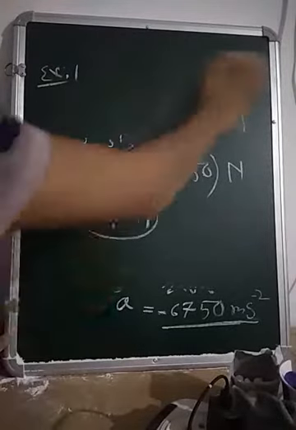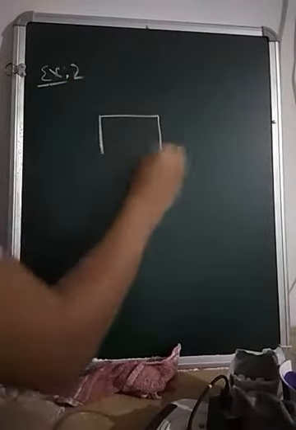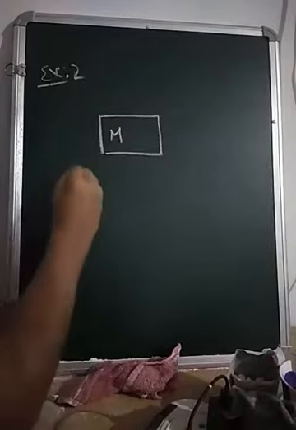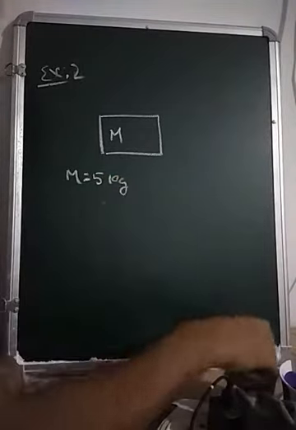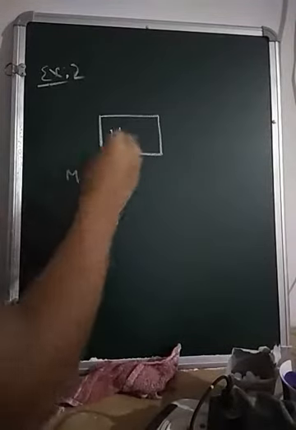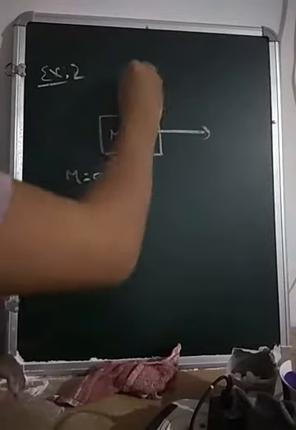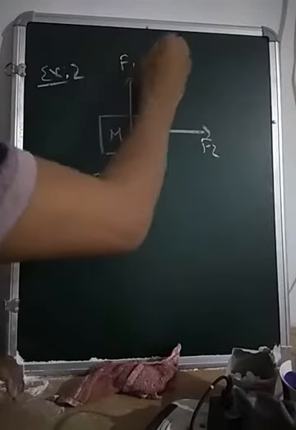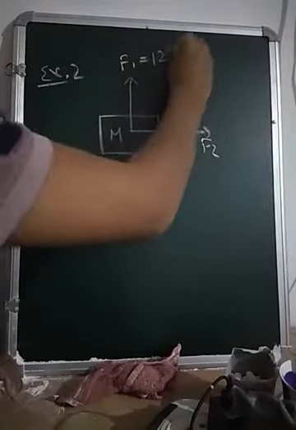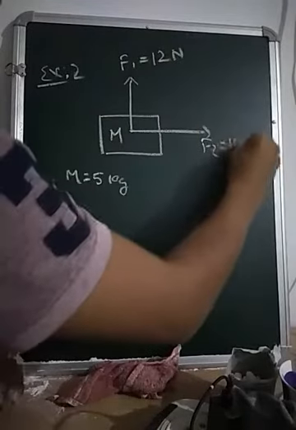This is just an example which can be solved simply by using Newton's second law. Now the next example I am taking, example number 2. Suppose a body of mass m is 5 kg. Two forces act upon this body. F1 is 12 Newton and F2 is 16 Newton.